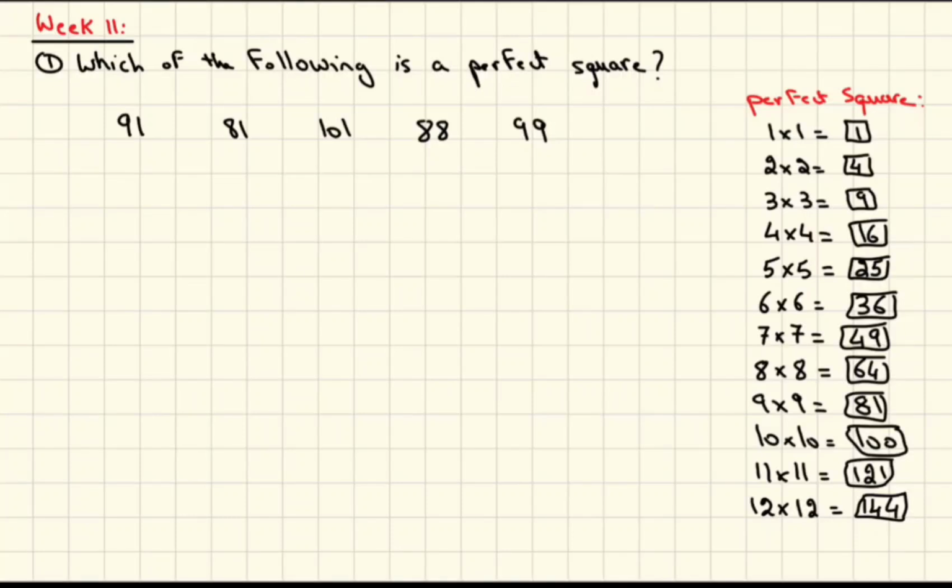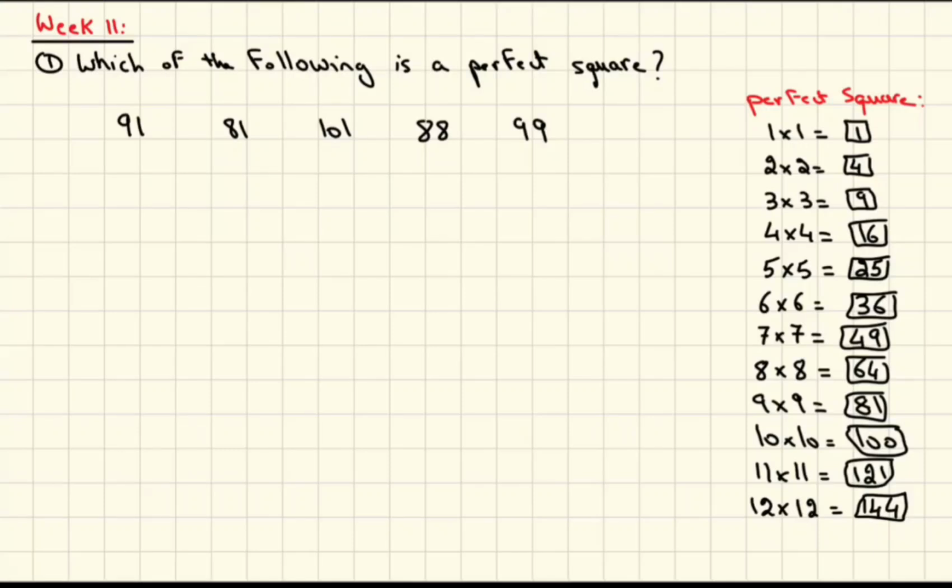Which of the following is a perfect square? So what is the meaning of a perfect square? A number multiplied by itself will give us a number, and that number we call a perfect square. So 1 multiplied by 1 is 1, so 1 is a perfect square.